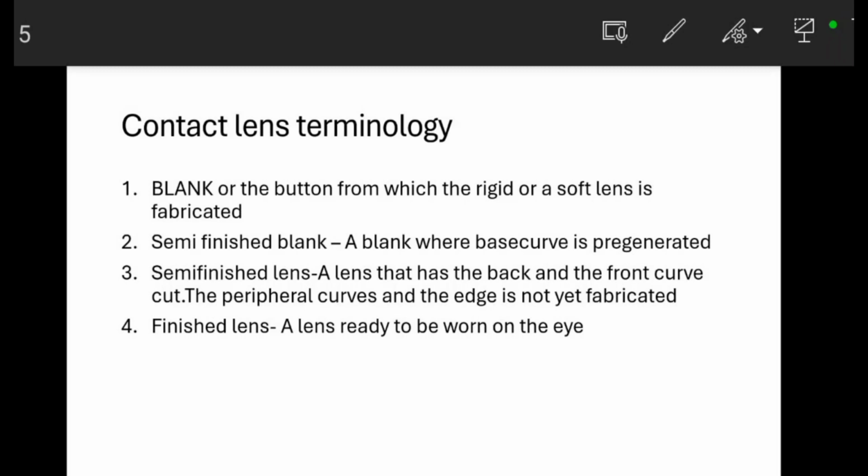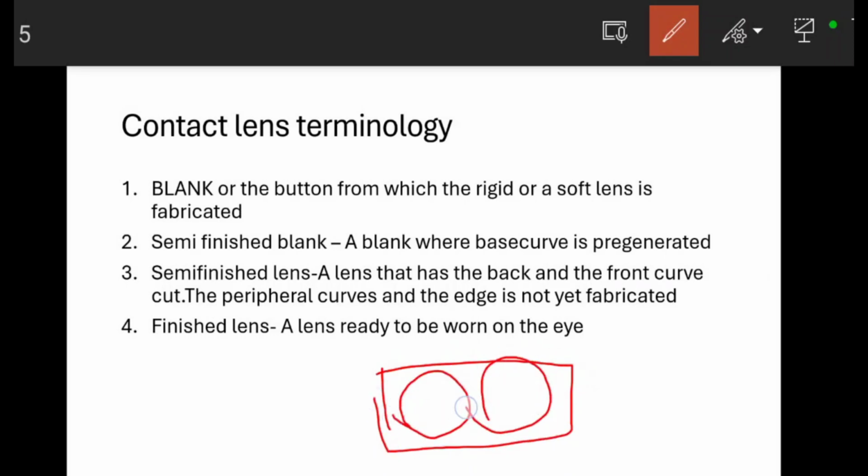Contact lens terminology, that means terms related to contact lenses. First is the blank or button, from which a rigid or soft lens is fabricated. It is a piece of material from which we develop soft or RGP lenses, and it is known as the blank.